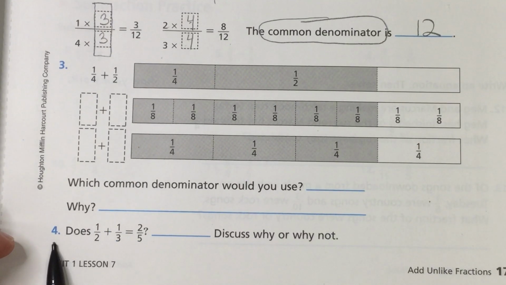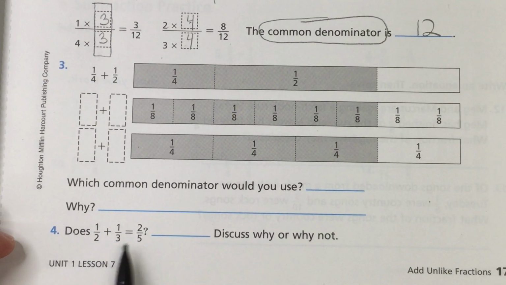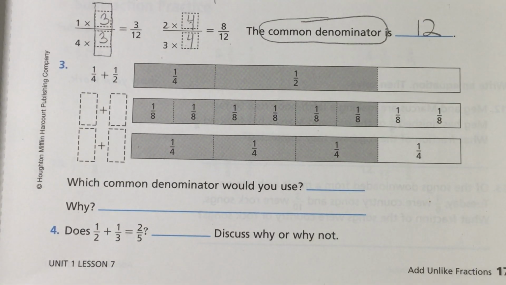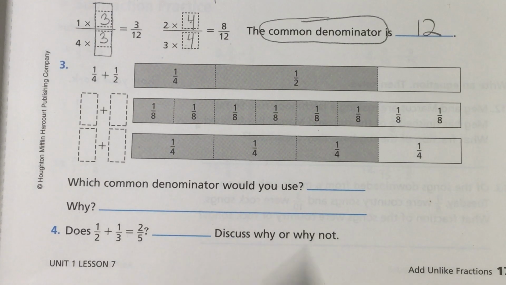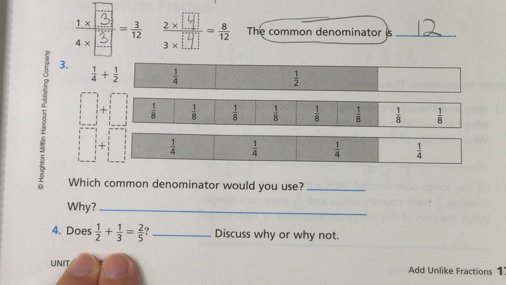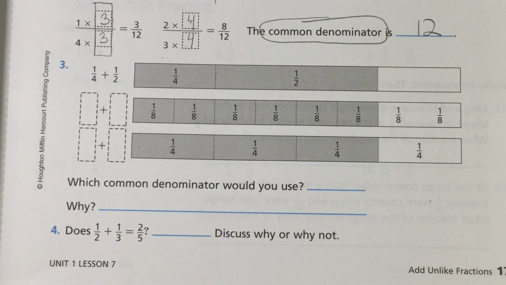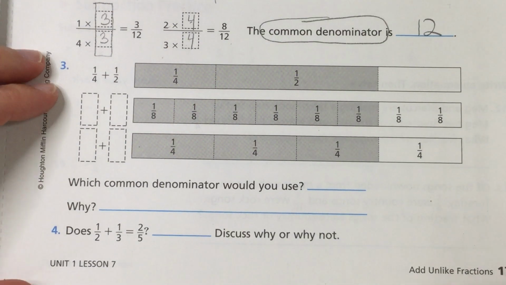Here we go, number 4. Does 1/2 plus 1/3 equal 2/5? I really hope you're saying no, because if we have these denominators here, 2 and 3, we can't just add them up to get 5. We would have to change that fraction to get a common denominator. The 3 and the 2, it would end up being 6, right? So you would end up with something sixths.